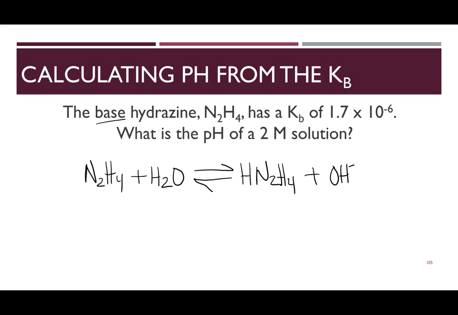Once we have that, we've got our ICE table and our Kb value to take care of. So Kb is going to be products over reactants. So that guy is going to have a plus charge, and hydroxide. And again, water is not included. And that's going to be our equation. Then we'll have our ICE table to fill out.